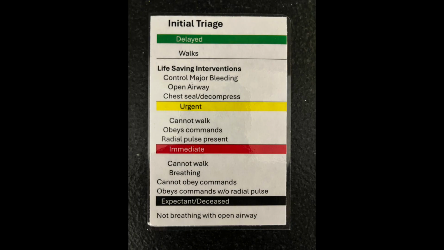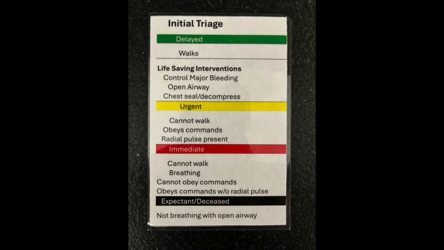So to summarize that initial triage for us as we approach a group of patients, a patient who can walk would be labeled green or delayed. Then patient by patient, going one at a time systematically, we will assess for the need for life-saving interventions. So we control major bleeding with use of tourniquets. We would open patients' airways. We would use chest seals and needle decompress for those needs, and then label patients as yellow, red, or black.